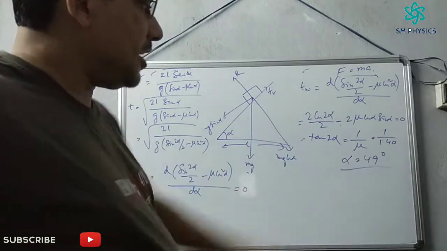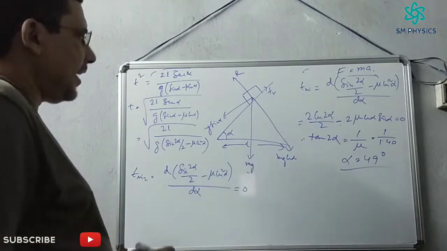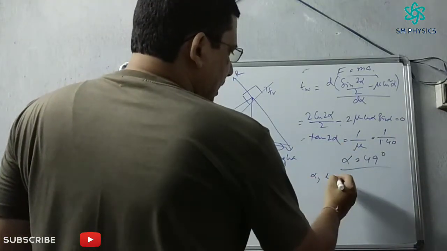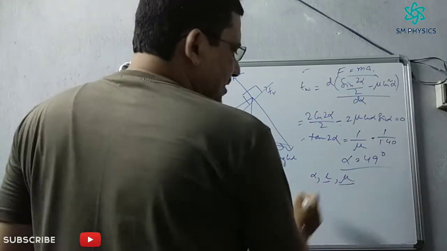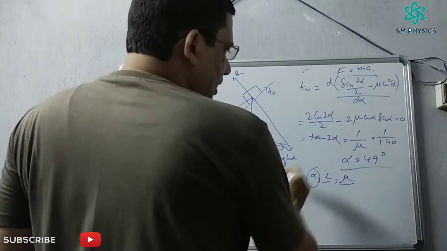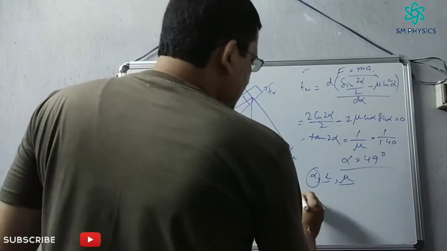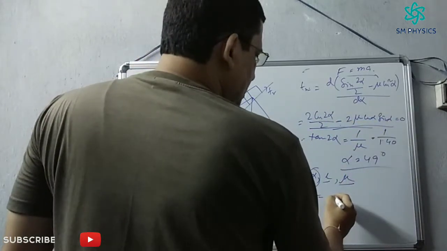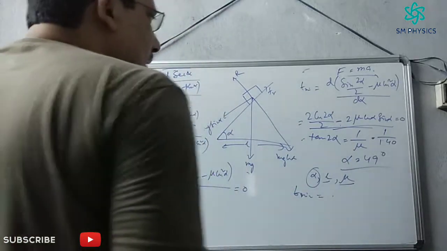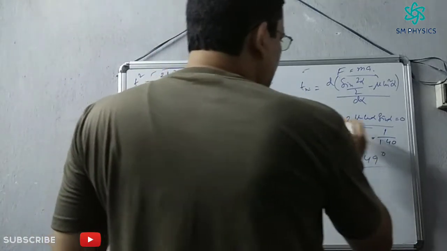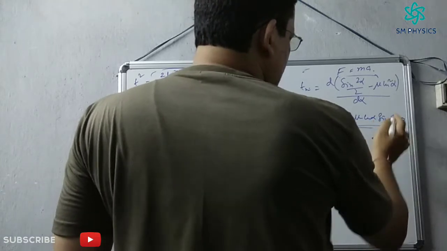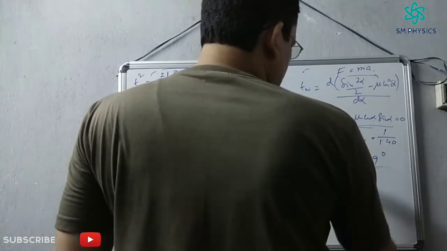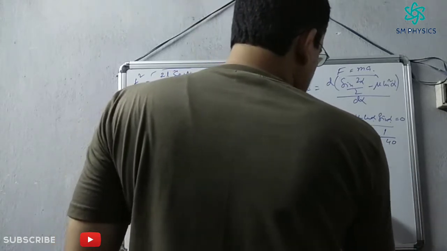Now alpha equals 49 degrees, I have found the angle. I know the value of alpha, and L and mu are given in the problem figure. You put the values in the t minimum equation, with 2 alpha equal to 98 degrees, and then you get the time: t minimum is 1 second.